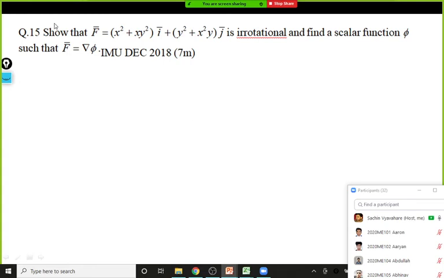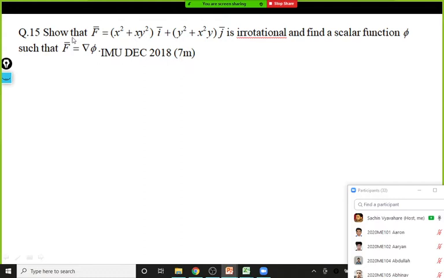Okay, if you read the question here, the question is: show that the vector f bar is irrotational and find a scalar function phi such that f bar equals del phi. Generally this question will come for 5 marks as per the new question paper pattern. In the old question paper it was coming for 7 marks, but it is now 5 marks.